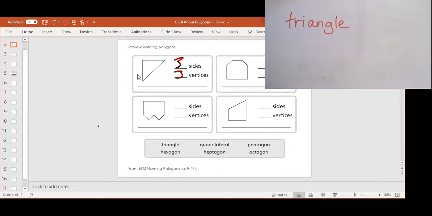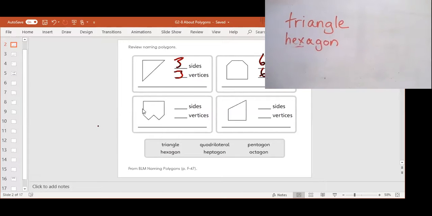Good. Now this one right here, let's count the sides. 1, 2, 3, 4, 5, 6 sides. And 6 vertices. Well, these are in order. That helps. So this is 3, 4, 5, 6. So that one would have to be a hexagon. And if it helps you, 6 has an X in it. 6, and hex has an X. So if you see the X, you can remember that means 6. Just a little trick.